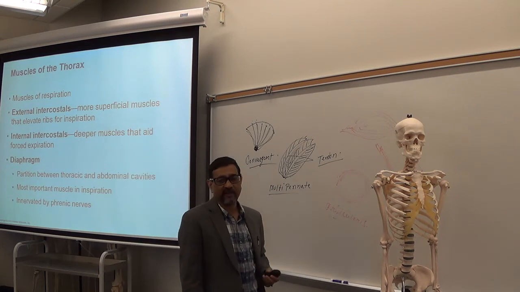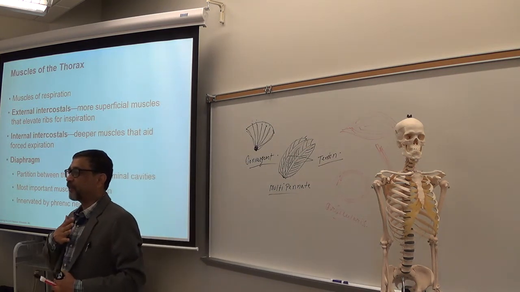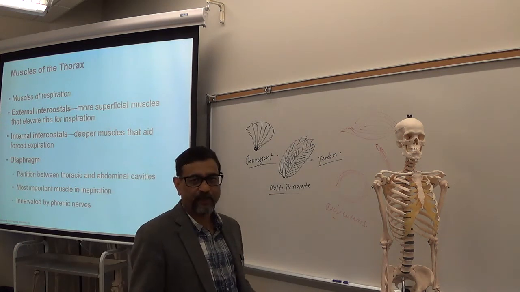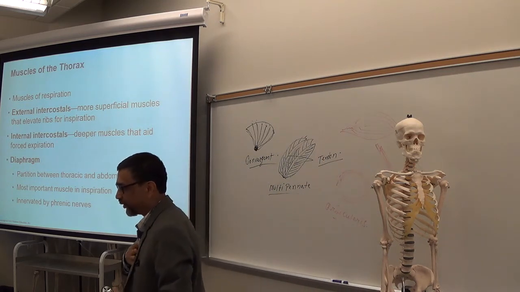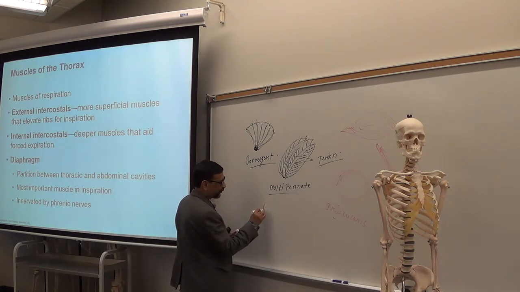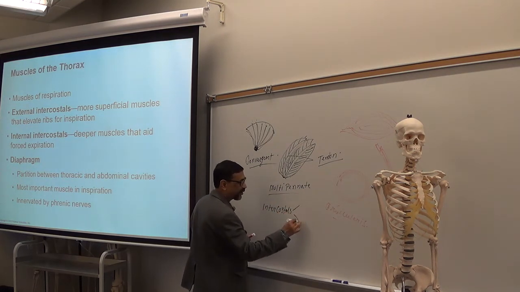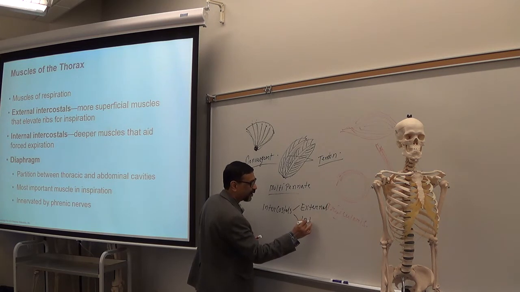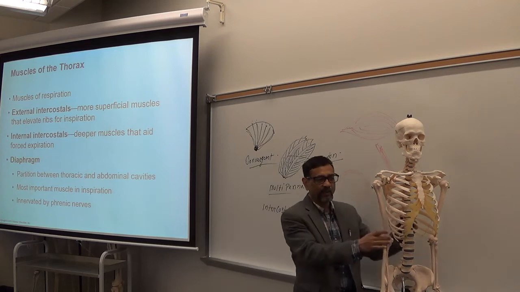Muscles of the thorax. This is the thorax, and in your thorax there are two types of muscles, respiratory and non-respiratory muscles. Make sense? Which muscles are respiratory muscles? Intercostals. External intercostals and internal intercostals. Inter means in between, costal means what?